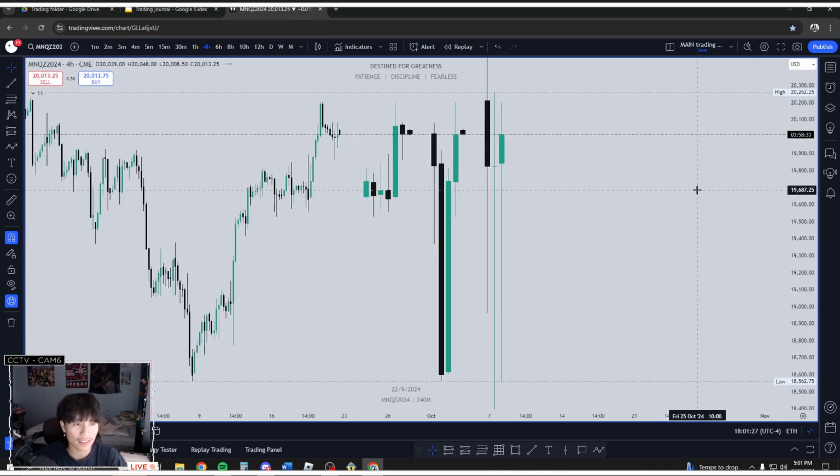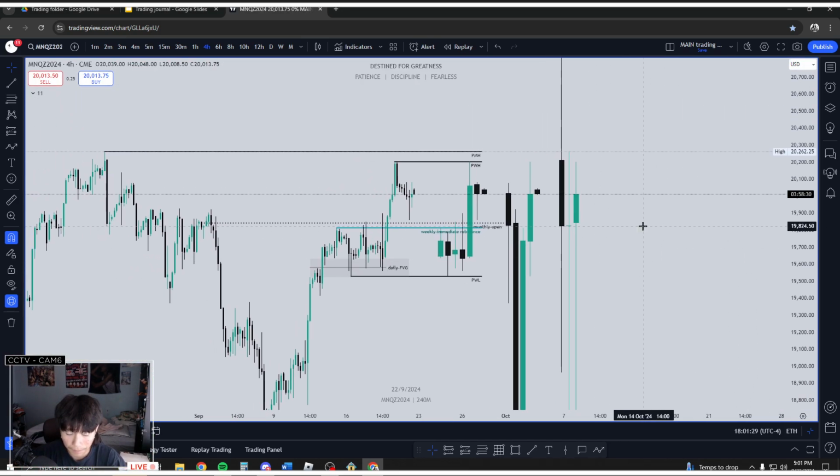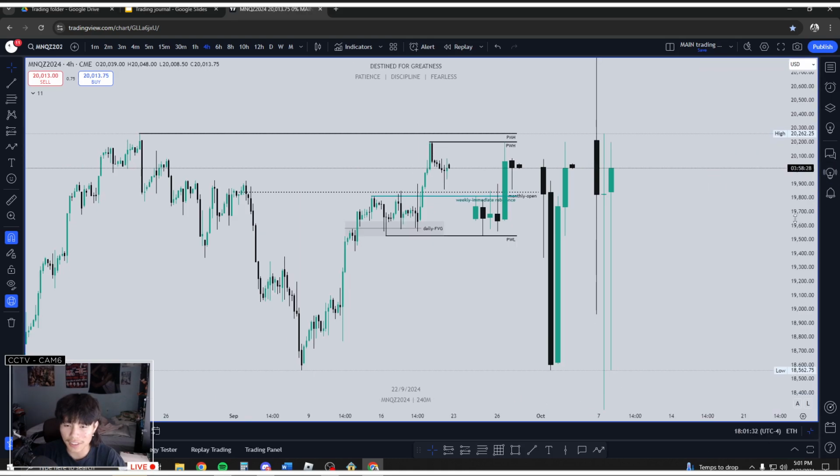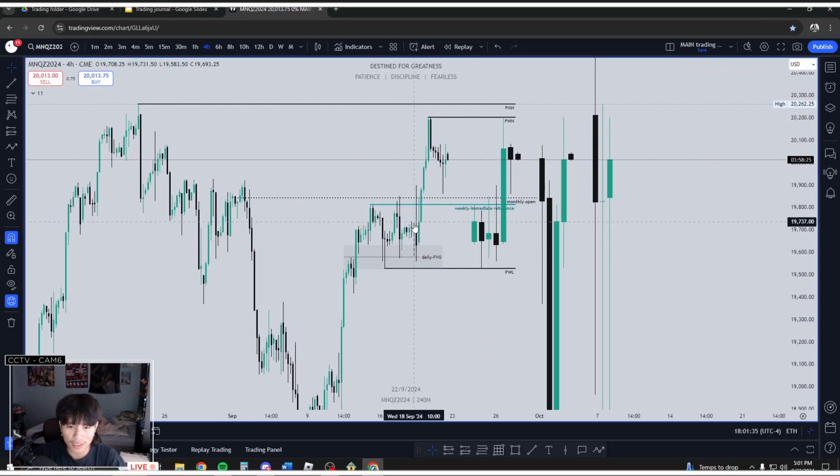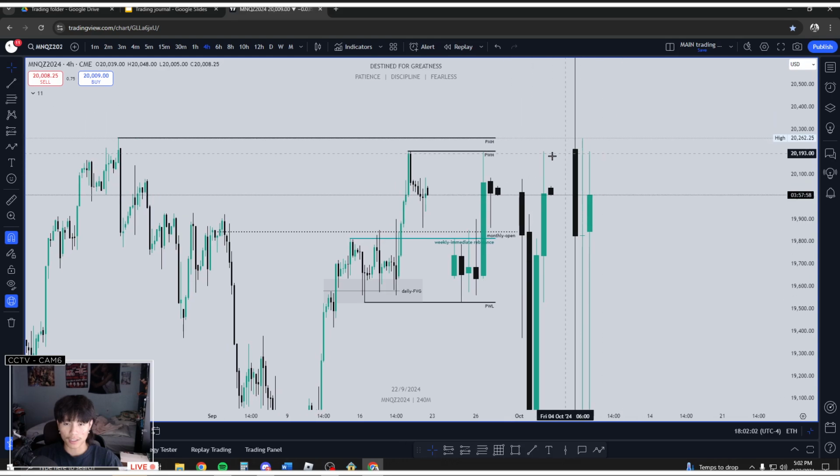Going to the indices here, NQ. So NQ, we actually did expand higher here last week. We consolidated the majority of Monday and Tuesday and a little bit of Wednesday's price action as well, until we got FOMC, of course. We consolidated the majority of the beginning of last week, and we continued to show respect to this daily BISI. We had to show respect to it if we were going to continue higher and attack previous month's high, which we did.